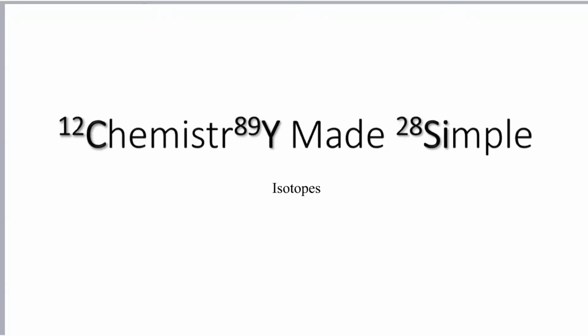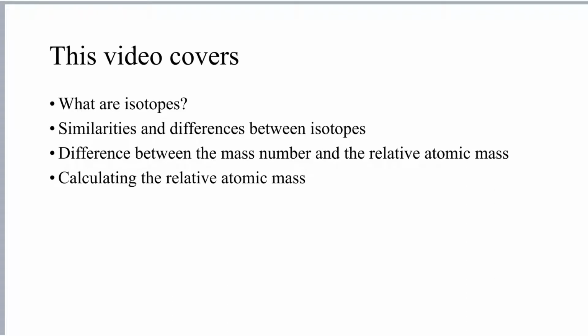In this video I'm going to introduce you to isotopes. This will be suitable for GCSE level students. So we'll start off by covering what isotopes are, then we'll have a look at the similarities and the differences between them, then we'll have a look at the mass number that we covered in the Introduction to GCSE Atomic Structure video and the relative atomic mass, and we'll have a look finally at how to calculate a relative atomic mass.